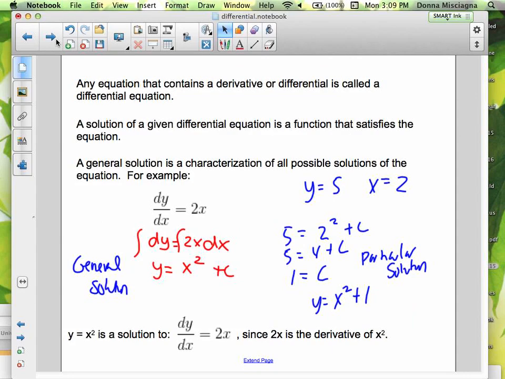So notice this is the general solution, y equals x squared plus c, and that's the equation that satisfies this differential. So y equals x squared is a solution to dy/dx equals 2x, since 2x is the derivative of x squared. So there's a more simple example where you can see that the solution to the differential is the equation that satisfies that derivative, that has that equation as its derivative.